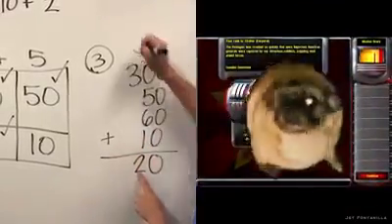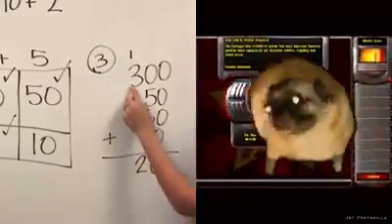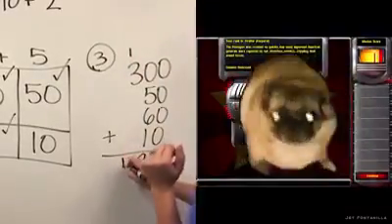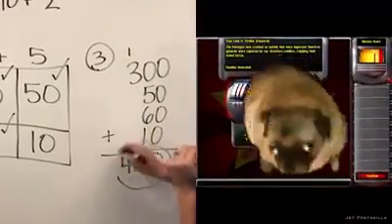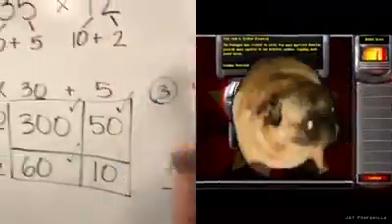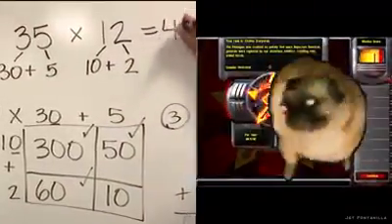Bring that 2 and carry that 100. 3 plus 1 is 4. And that is your answer. 35 times 12 equals 420.